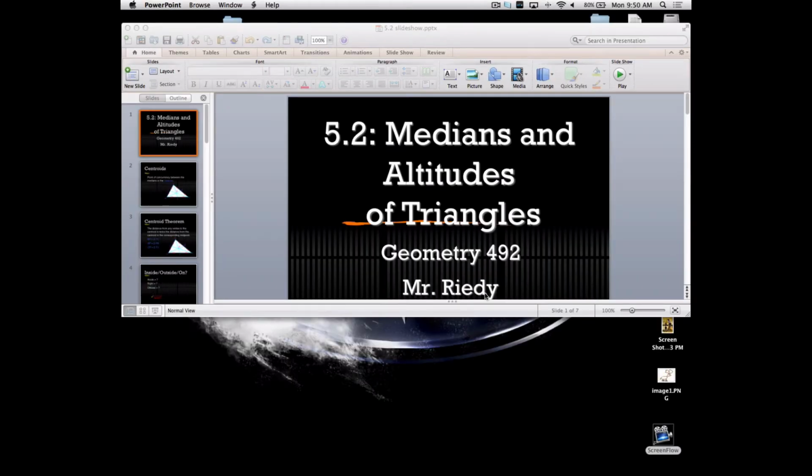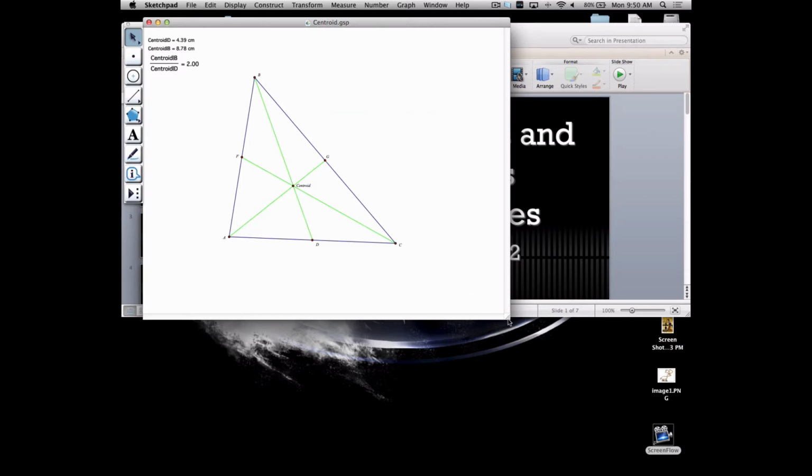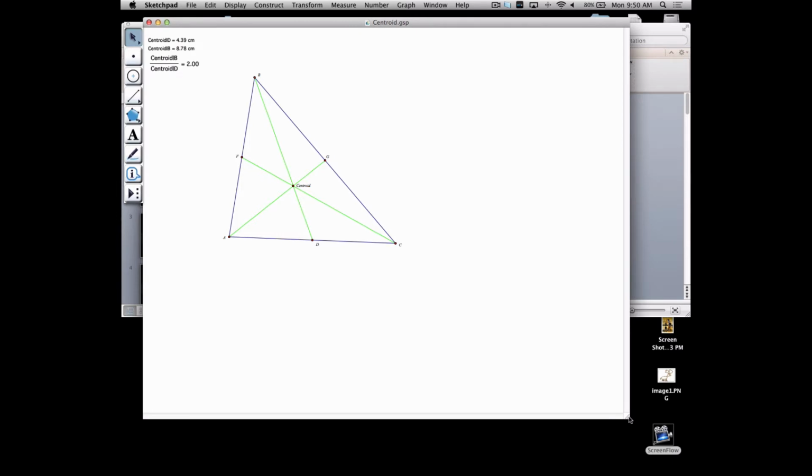Okay, there's the triangle. There's the centroid. That's an acute triangle. Grab this. There's obtuse, still inside. And there is something looking like a right triangle, still inside. It's always inside.